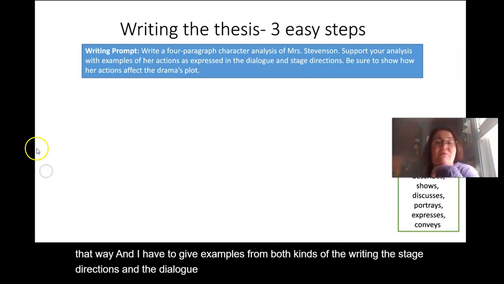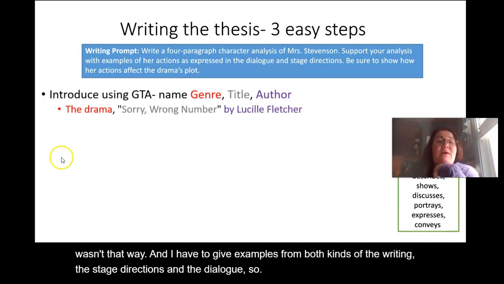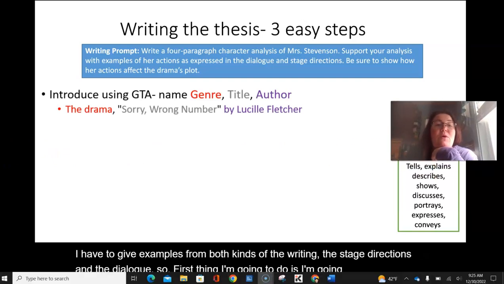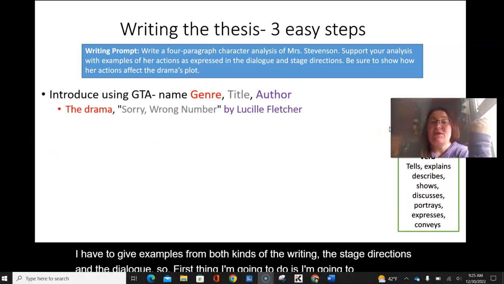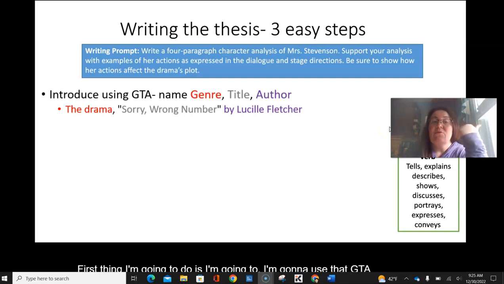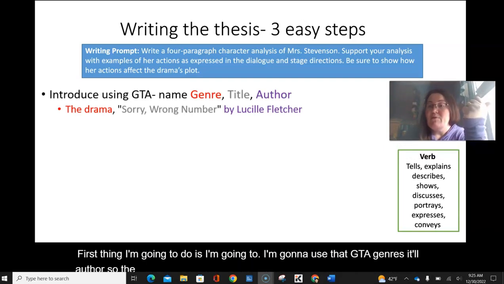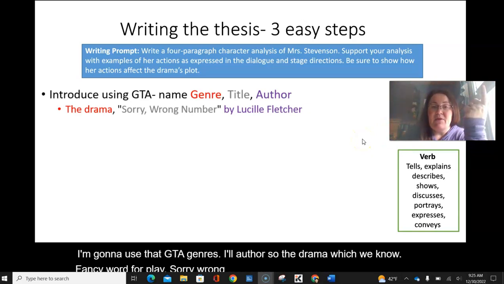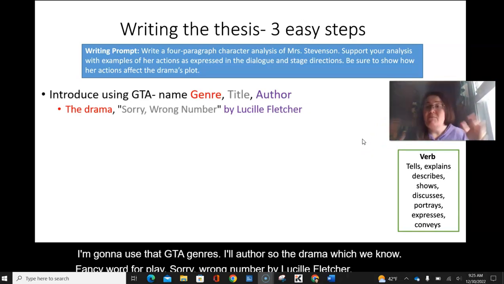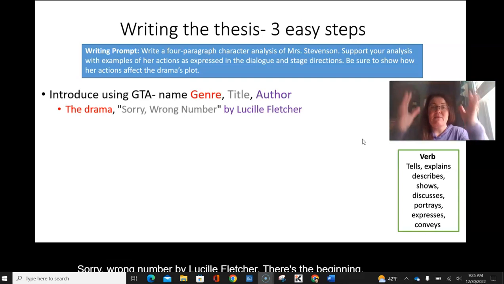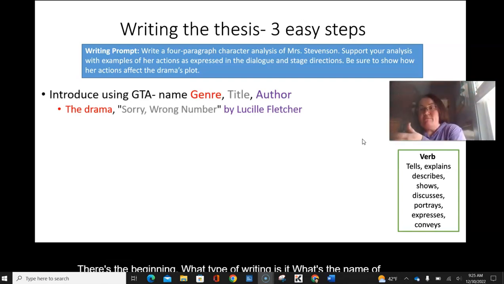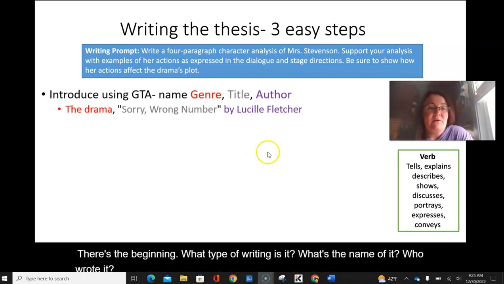So first thing I'm going to do is I'm going to use that GTA, genre, title, author. So the drama, which we know is a fancy word for play, Sorry, Wrong Number by Lucille Fletcher. There's the beginning. What type of writing is it? What's the name of it? Who wrote it? That's the beginning part of the sentence.